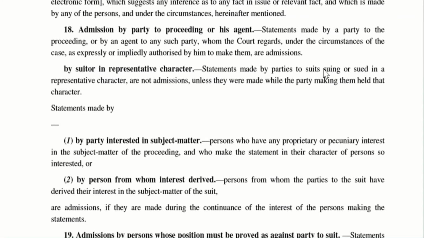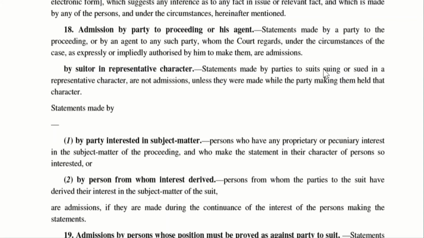And if the grandson is making a statement, then in that case, that is an admission, provided there was a continuance of the interest of the persons making the statement. To put it simply, the interest was still alive for the grandson.